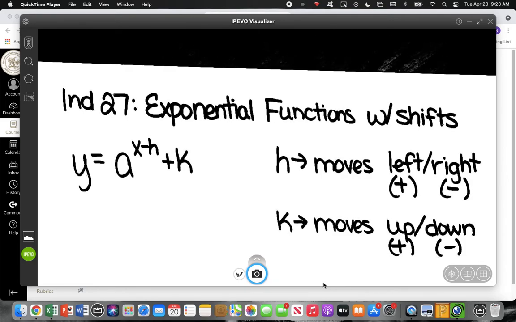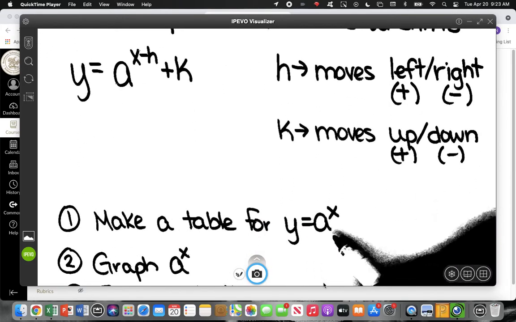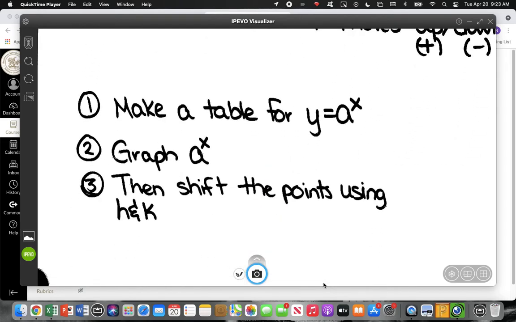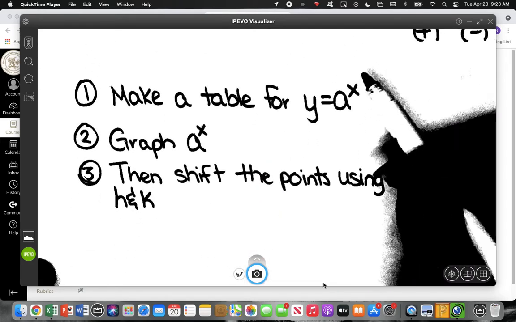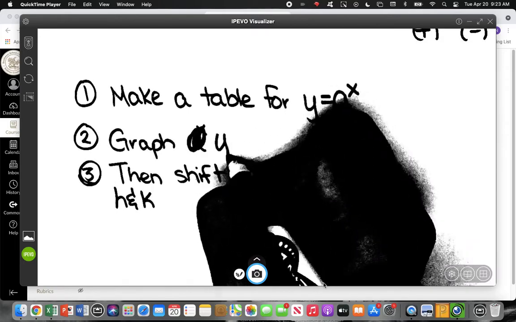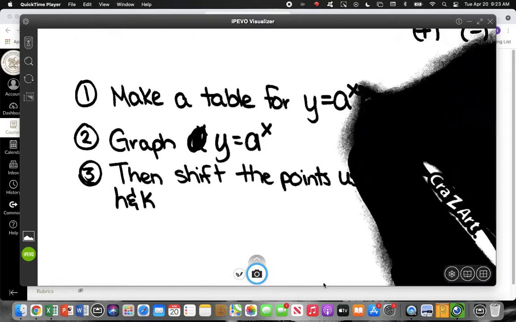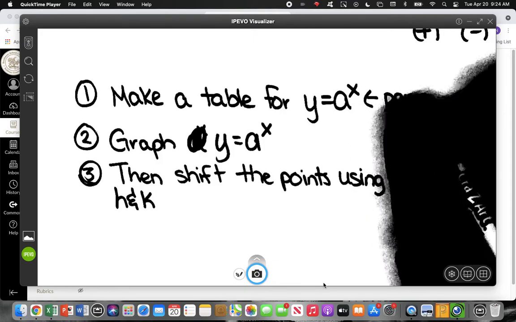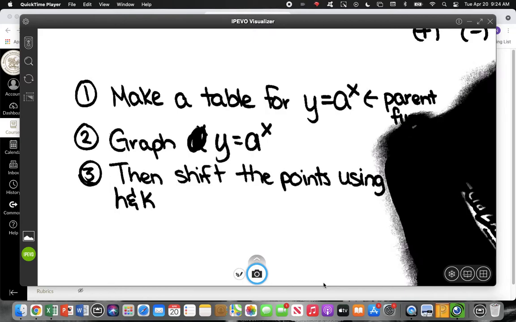So the parent function here is just where nothing's being added or subtracted. The parent function is just the base and the exponent. So the very first thing that we are going to do is make a table like we're not adding or subtracting anything. And then we are going to make a graph of that parent function. And maybe I should have put y equals in front of it. All right, this a to the x is what, if you ever hear me call it the parent function.